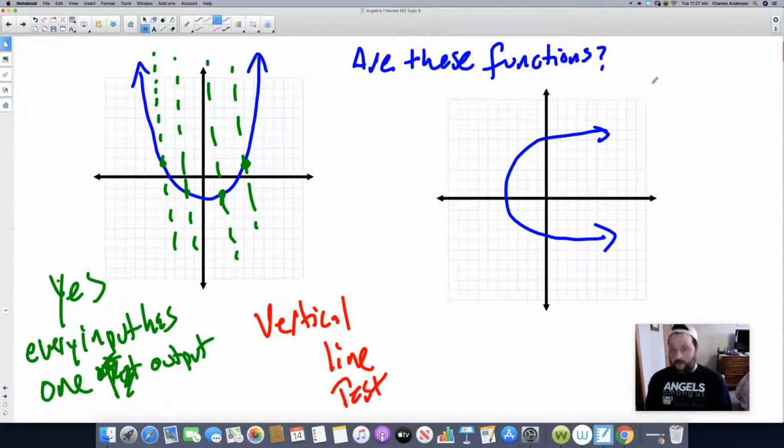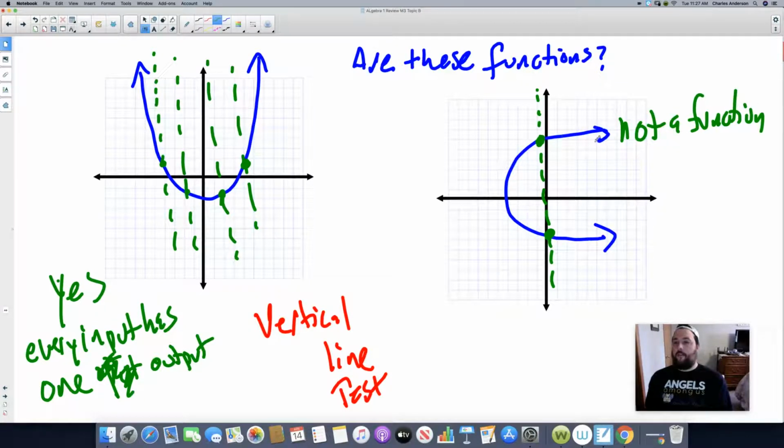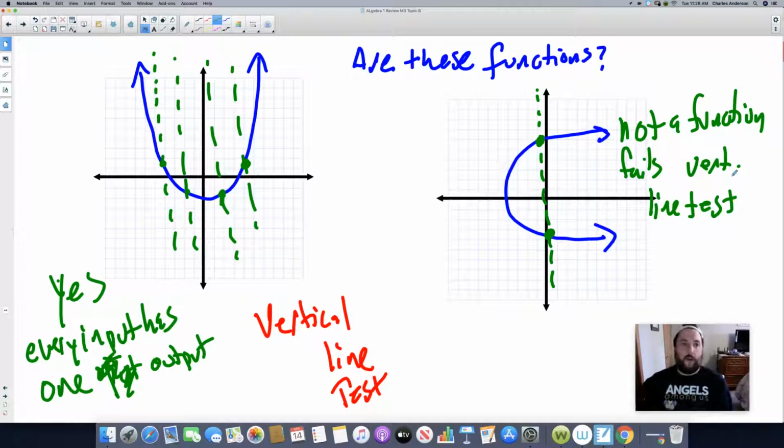Let's do the vertical line test on this function. If I go down through it, it crosses here and here, right? So this vertical line crosses at 2 spots, which means this is not a function. You can say it fails the vertical line test if you want. Or you can say, again, every input does not have one output. It has more than one output. There's the inputs with more than one output.